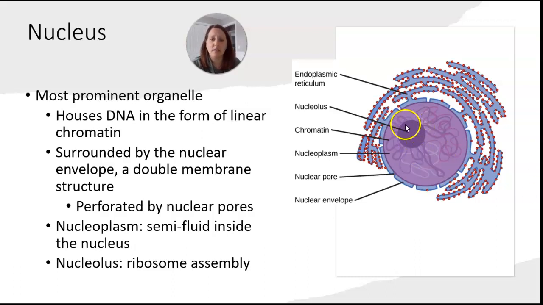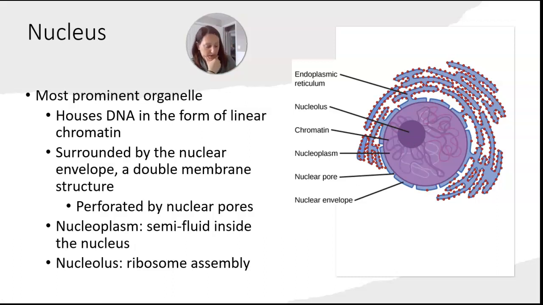And then here, this dark region, we say it's a dark, dense region, and sometimes there's multiple of these. This is called the nucleolus. And we're going to talk about that. So I just gave you a brief definition of the nucleolus. Again, it's this dark region. It's prominent in the cell. And what happens there is that's the site of ribosome assembly.